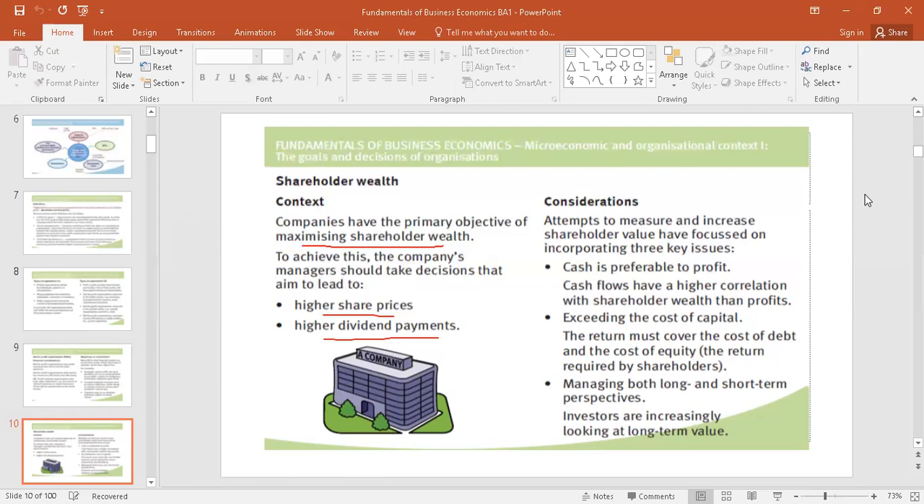Now, how does it happen? How is the wealth of the shareholders maximized? Wealth of the shareholders is maximized when the share prices are higher. I do not know whether you will be able to pick it up quickly at this point of time, but nevertheless, I will still put an effort to explain this. To achieve this, the company's managers should take decisions that aim to lead to, first, higher share prices, and second, higher dividend payments.